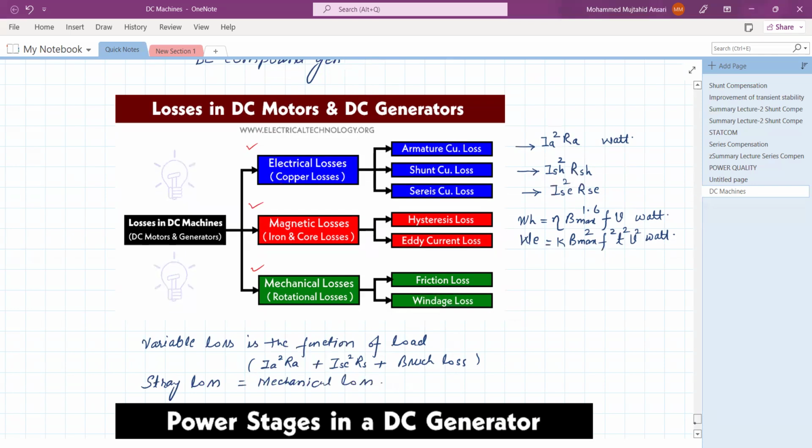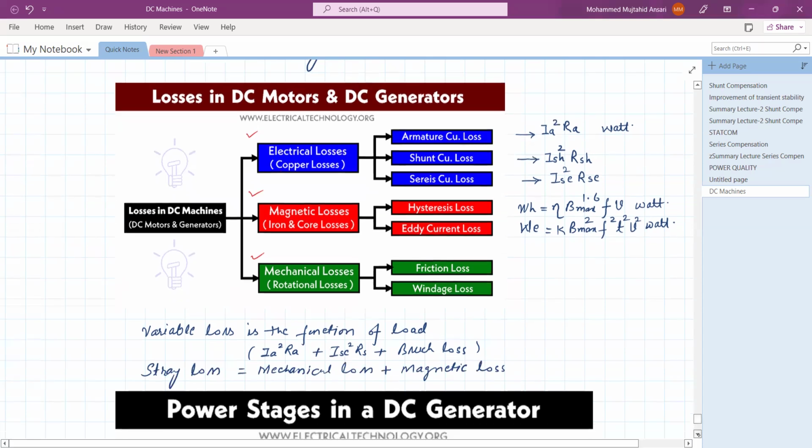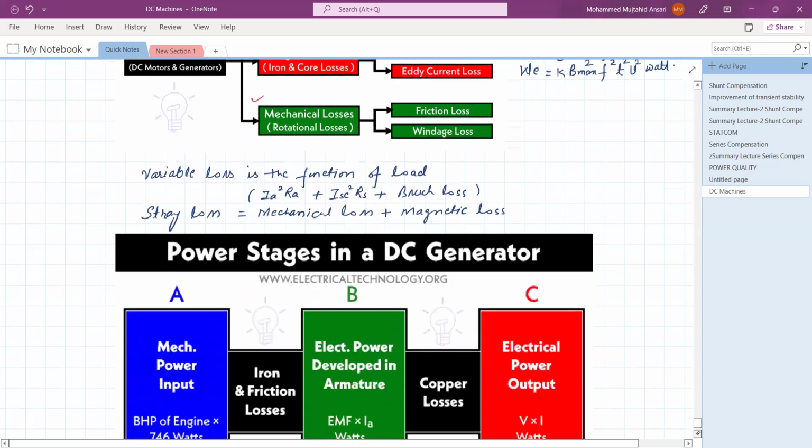Mechanical loss plus magnetic loss. Magnetic loss is called a stray loss. So the addition of the magnetic loss and mechanical loss, windage and frictional loss, is called stray losses. Whereas the constant loss is constant irrespective of the load condition. So in the case of a DC shunt generator, if you add the shunt field winding loss, it becomes a constant loss. So based on these losses, the power stages in the DC generator are as follows.